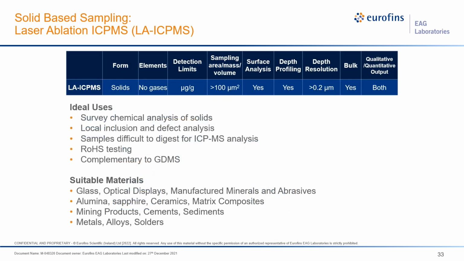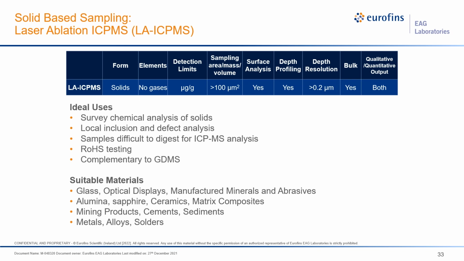So laser ablation ICP-MS has one of the smallest sampling footprints. We can do a sampling spot of approximately 10 to 20 microns in area. It has ppm or high-level ppb detection limits. Its main limitation is that it cannot analyze noble gases or atmospherics. And it can do some depth profiling, but we do offer better techniques for that purpose.